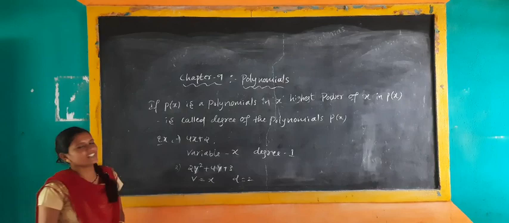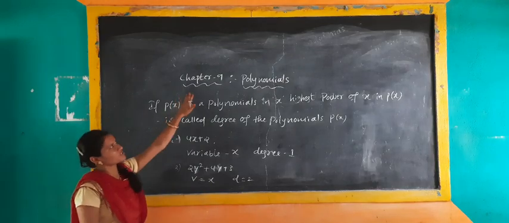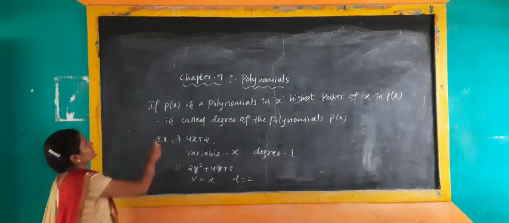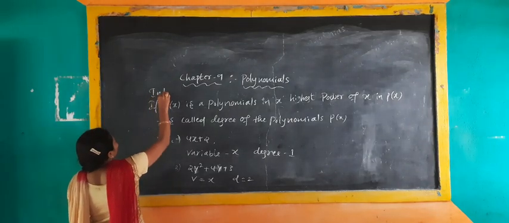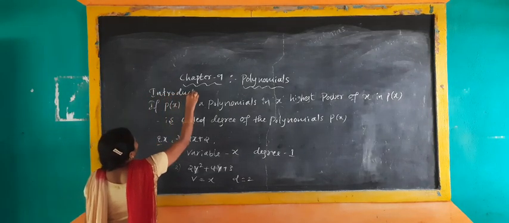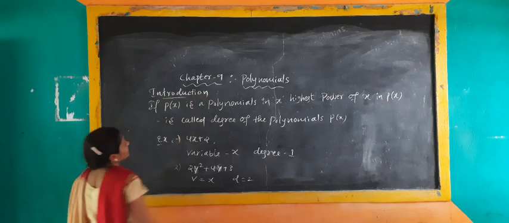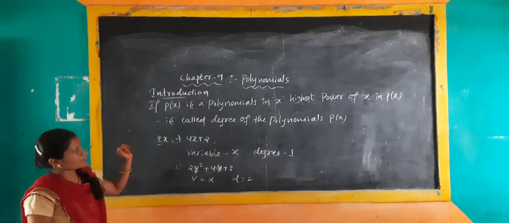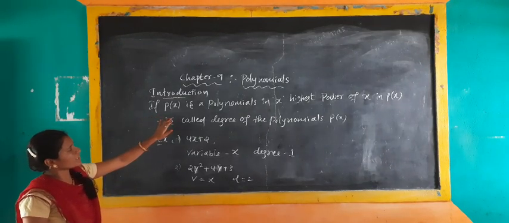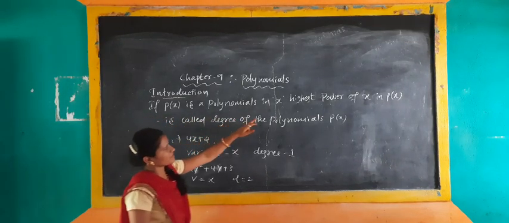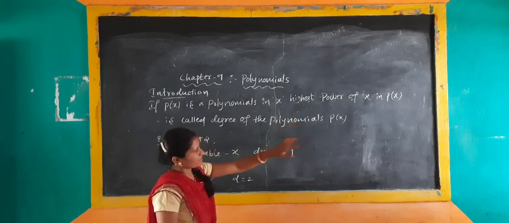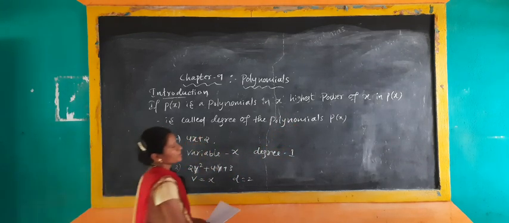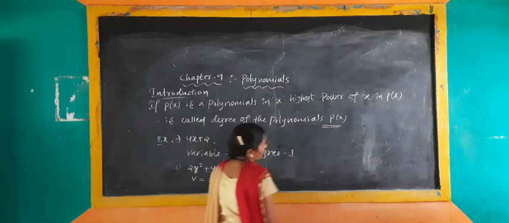In this video, I will explain chapter 9, the polynomials chapter. I will go through the introduction. You already learned in class 8 the polynomials chapter. You know already, if p of x is a polynomial in x, the highest power of x in p of x is called the degree of the polynomial p of x.